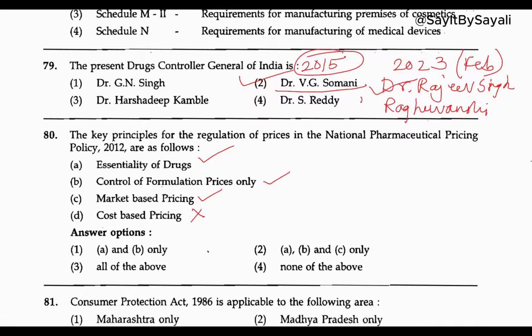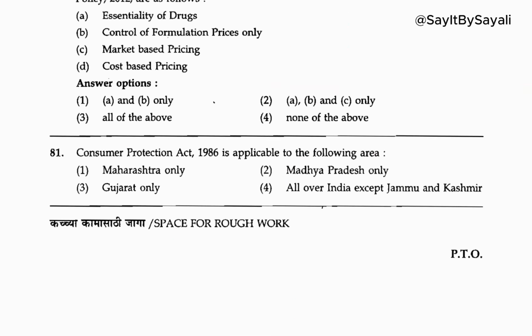The key principles of regulated prices in the National Pharmaceutical Pricing Policy 2012 include all of these, that is A, B and C. That's why the correct option is 2, A, B and C only. Question number 81. The Consumer Protection Act 1986 is applicable to the following area.